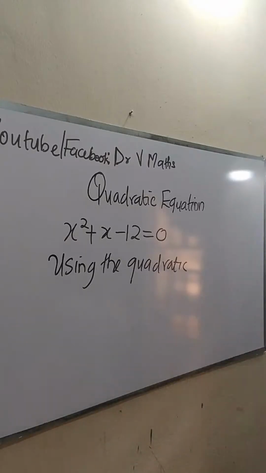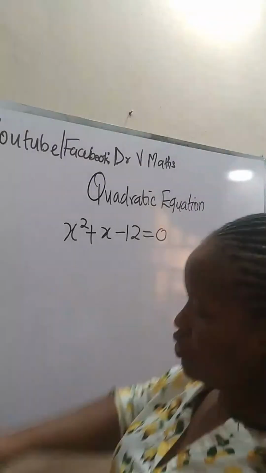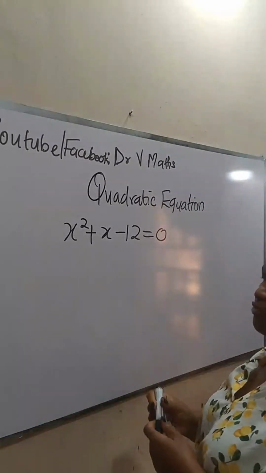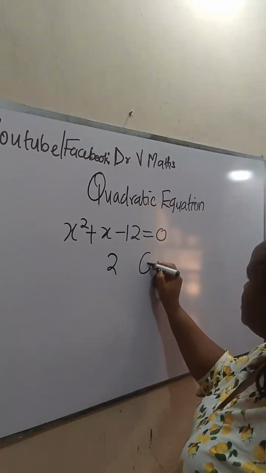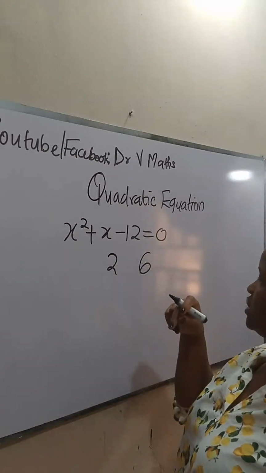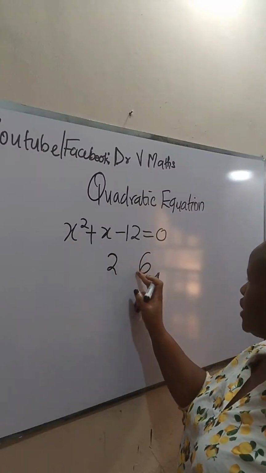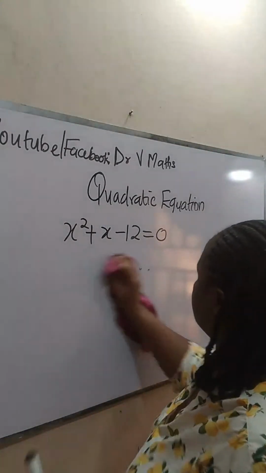No, let's try more division. So we have considered 1 and 12. It did not work. We'll consider 2 and 6. Now, if we do 2 plus 6, it will give us 8. It will not give us x. There's nothing we can do to give us x. Let's not waste time. So let's consider 3 and 4.